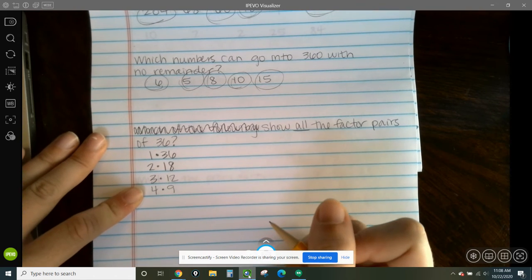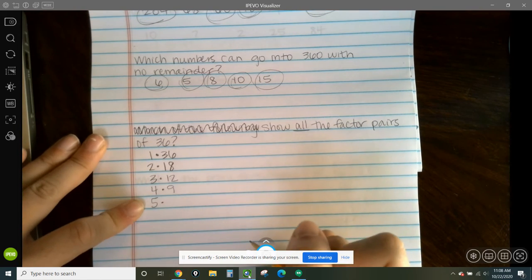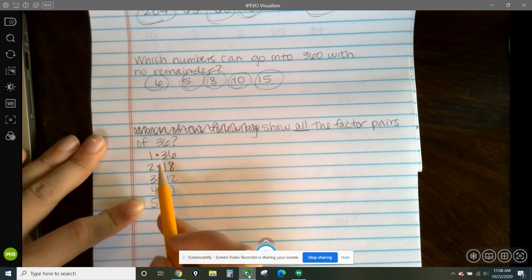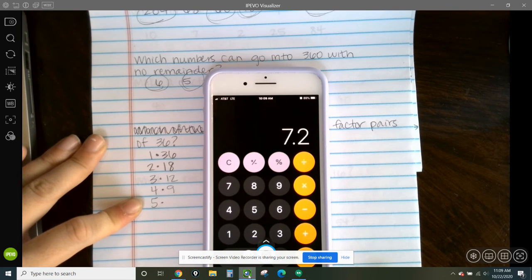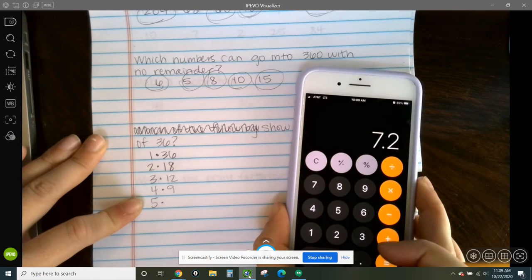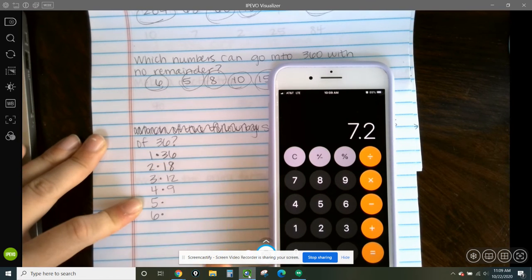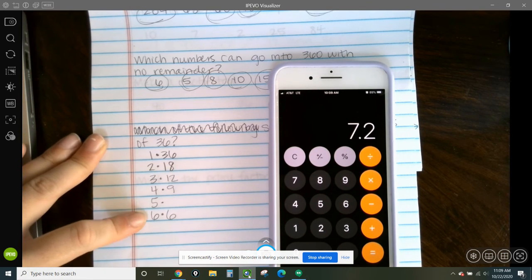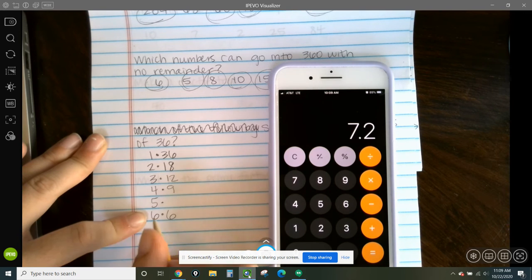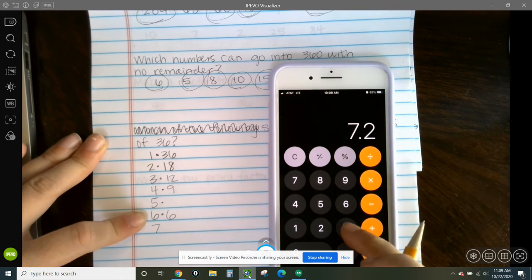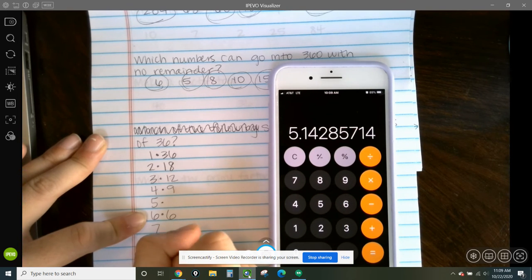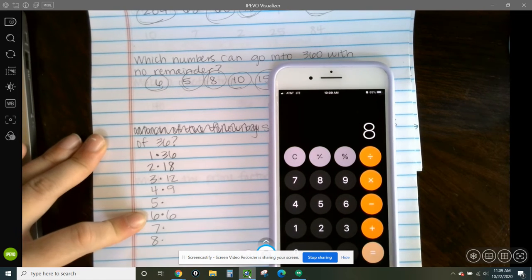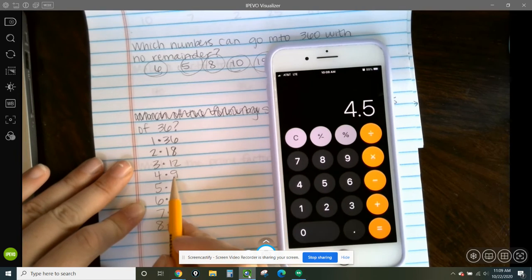Man, 36 has a lot of factor pairs. How about 5? What times 5 makes 36? Nothing there. And you can always check too, 36 divided by 5 is not an even number. Okay, so 5 doesn't work. How about 6? 6 times 6 equals 36. How about 7? Let's see, 36 divided by 7. Nope. How about 8? Is there anything that goes with 8? Nope. How about 9? Okay, so at this point, look, we've already done 9.